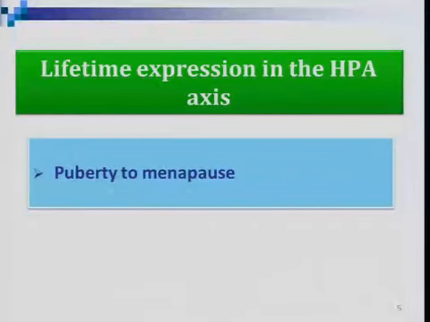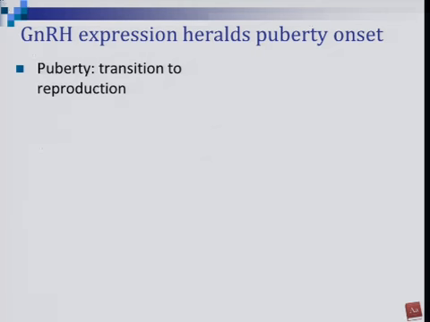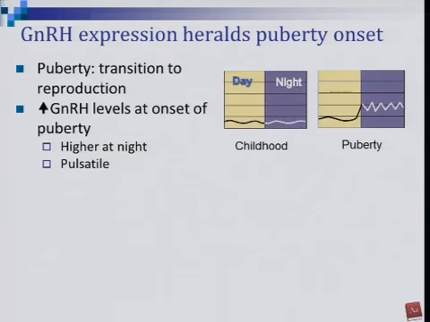Okay, so there are some differences between men and women in how the HPA axis works. As in men, in women, the expression of gonadotropin-releasing hormone is sort of the first sign that she's about to go through puberty. Okay? And this is a transition to a more or less lifelong reproductive state. Okay? So in childhood, her gonadotropin-releasing hormone levels will be very low. Okay? This is during the day and at night.